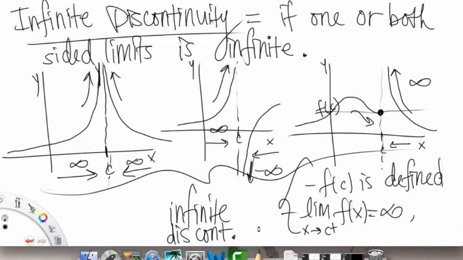Okay, so now we'll move on to the basic laws of continuity.